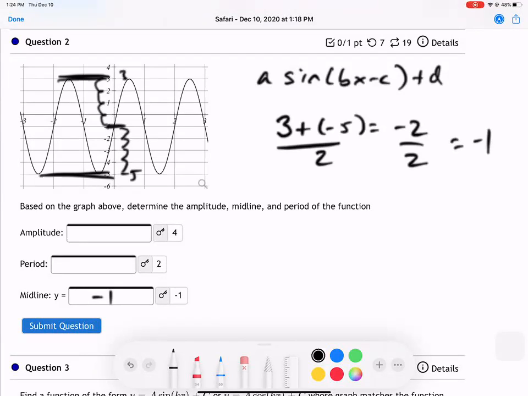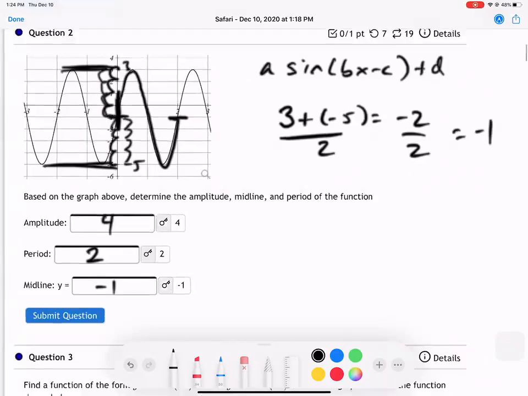The period, how long does it take me to start and stop my graph? If I start at 0, if I go through one full graph, we stop at 2. So the period is 2. It's that simple. We just have to know what each of these terms mean. The amplitude is how many spaces up and how many spaces down. I think we counted 4 steps up and 4 steps down. 1, 2, 3, 4 to the top, and 1, 2, 3, 4 to the bottom. All right. And that's all she wrote. You can double check that if you want.